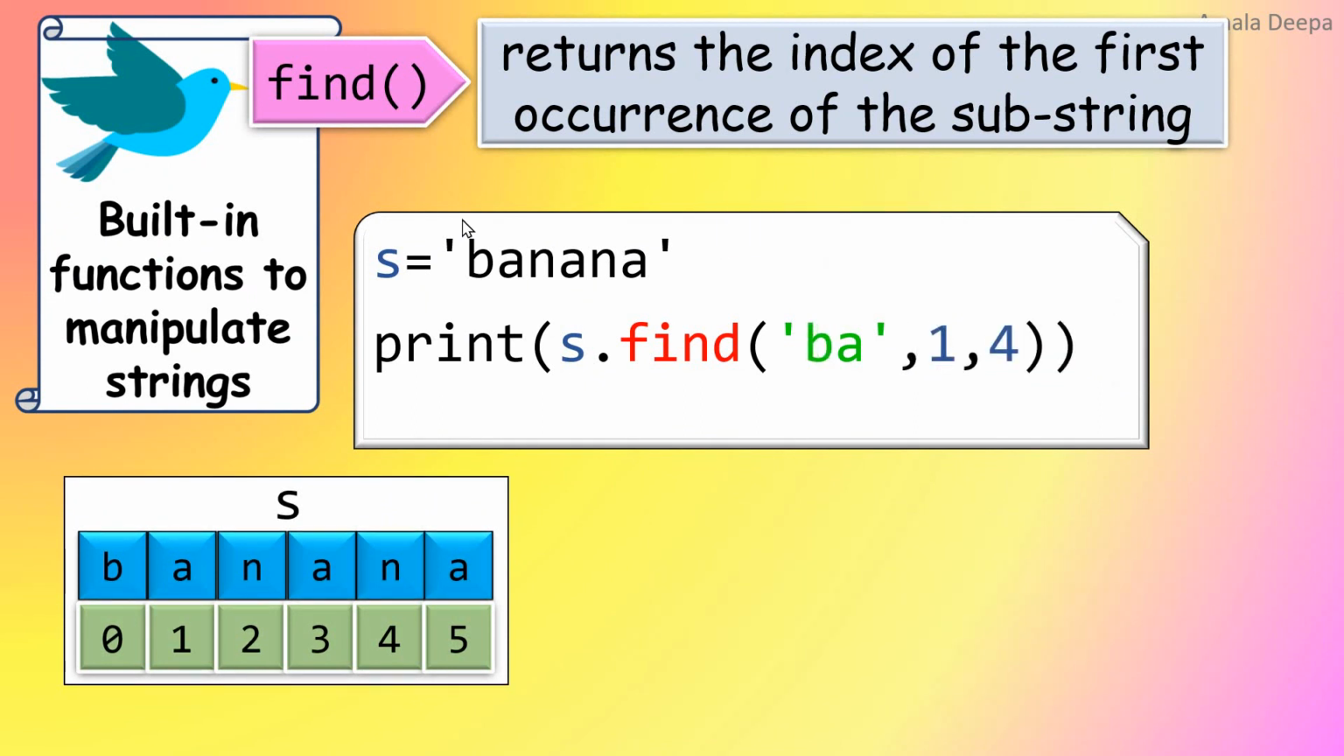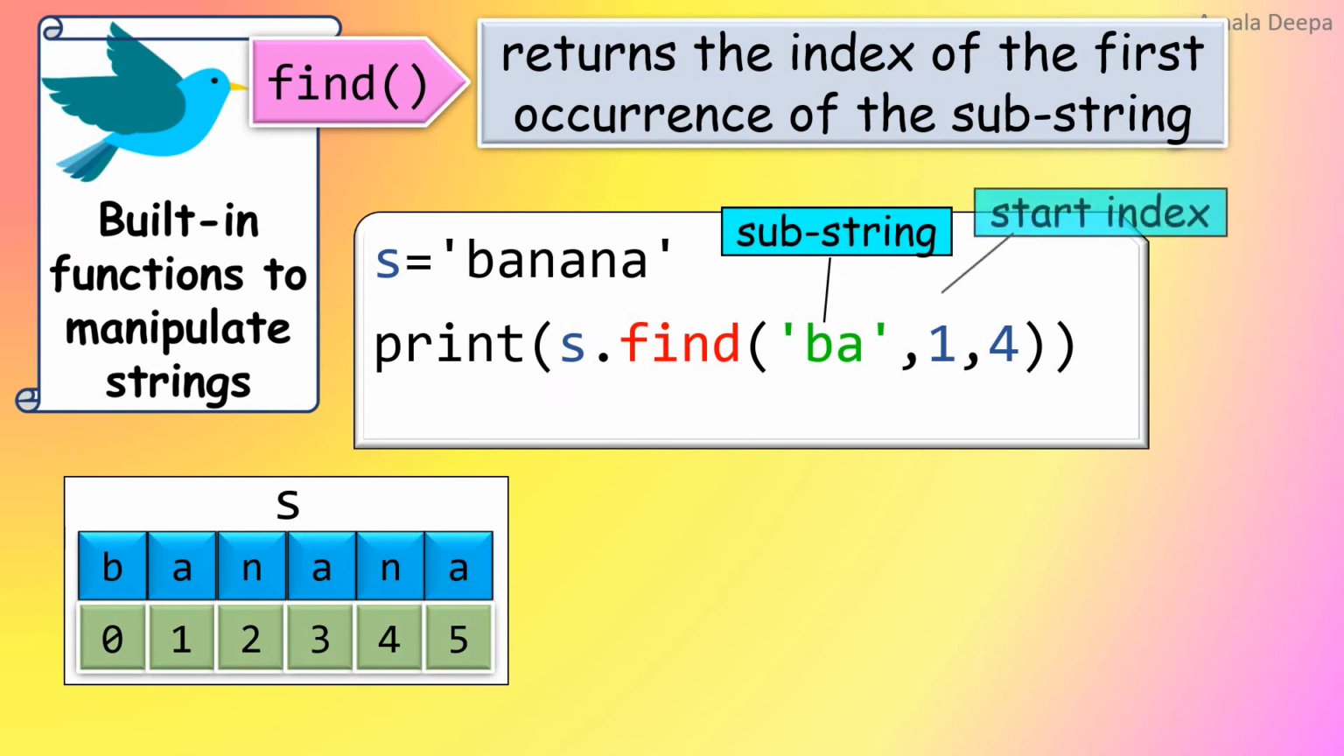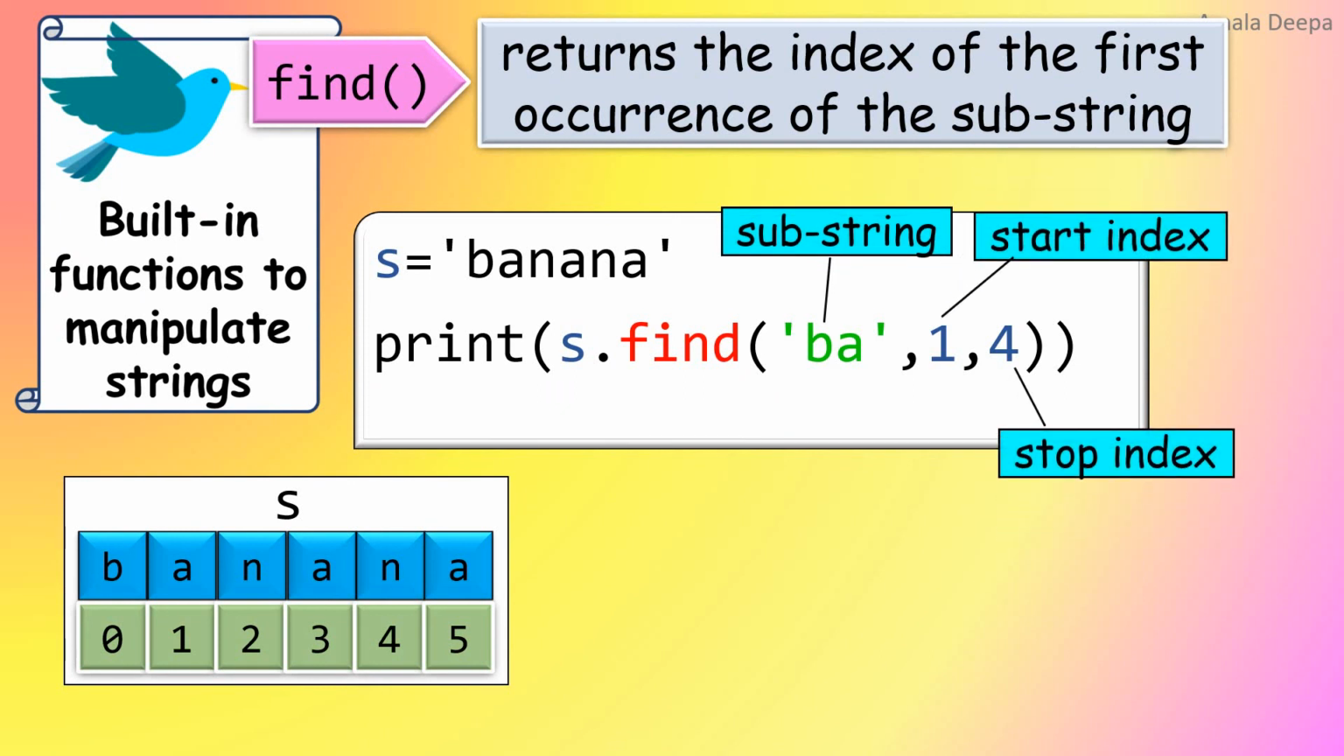Okay, another example. Print s dot find BA, 1, 4. Here BA is the substring, 1 is the start index and 4 is the stop index. So once again, you find the range. So 1 is the start index and since in the parameter it is 4, here in the array you should take as 3. So from 1 to 3 in this range, whether the substring BA is present. No, it is not present here. So this find function will now return -1.